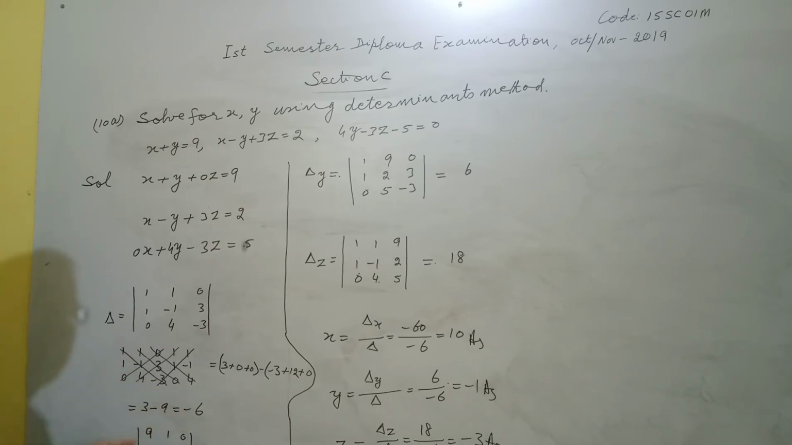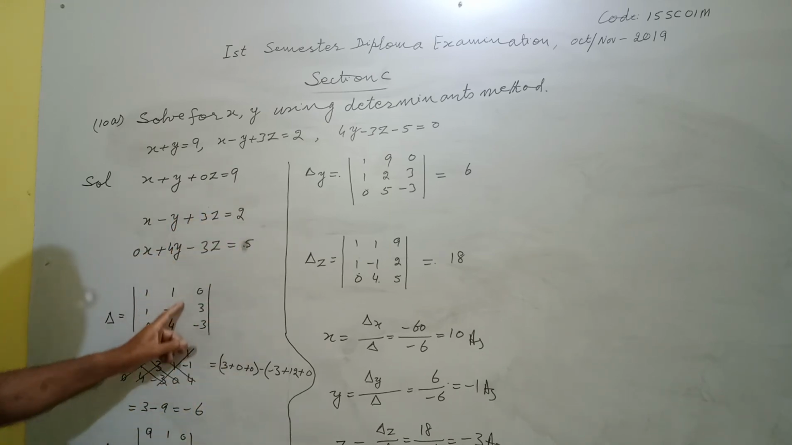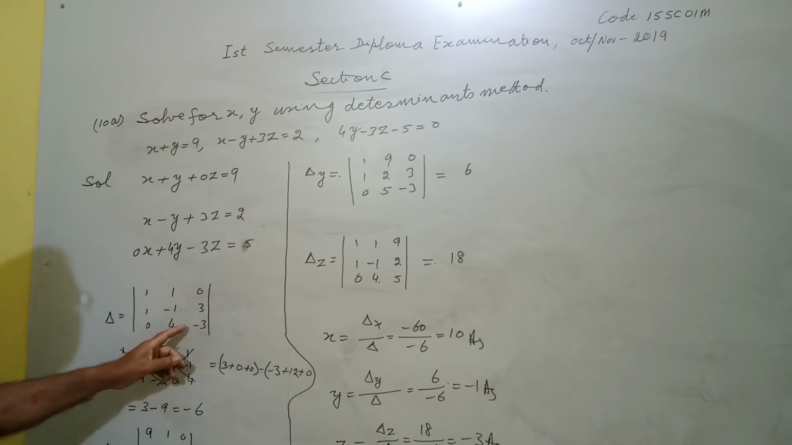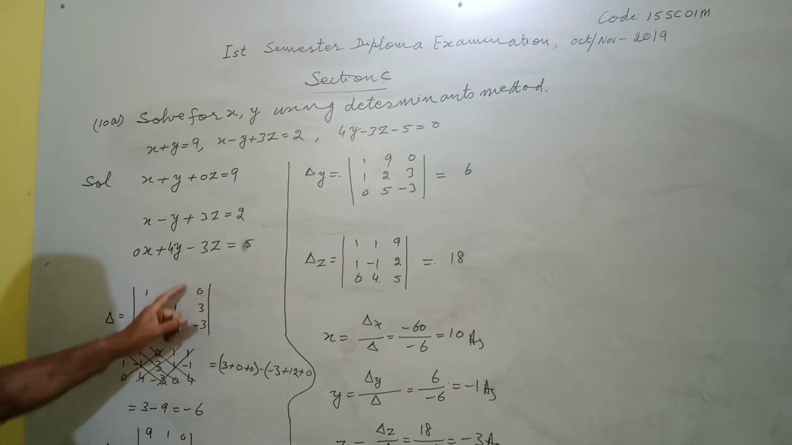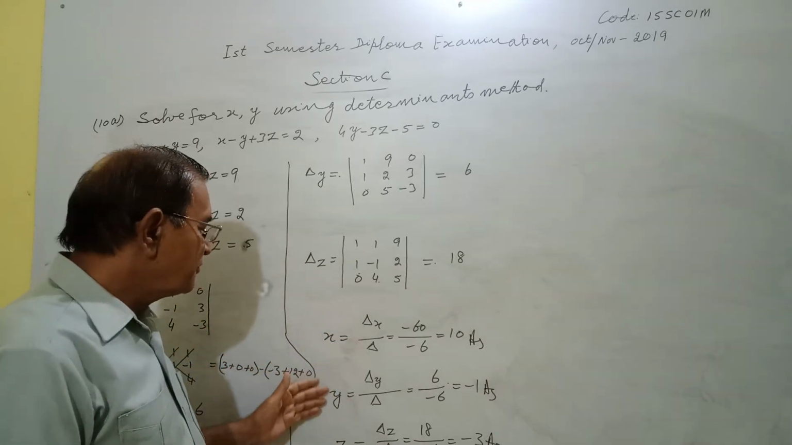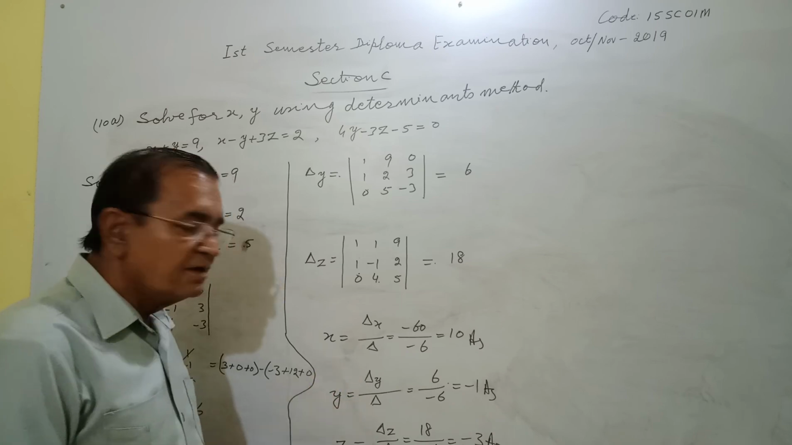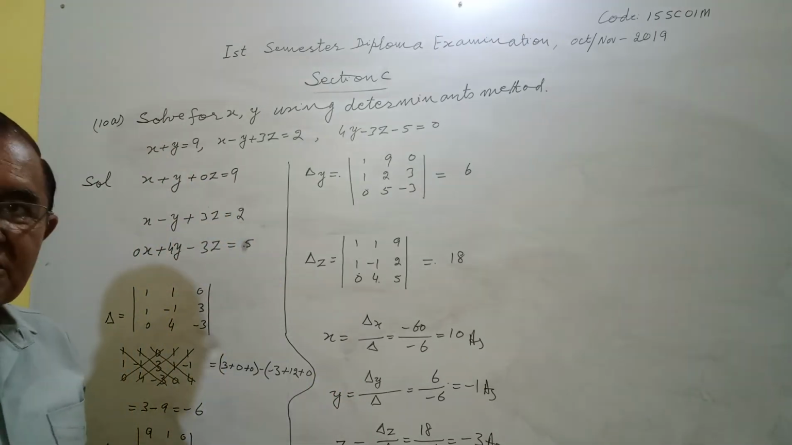Then first go for delta, that is all the columns, x column, y column, z column. Find its value, then put here delta x. Replace the x column by the right side constants and solve it. Delta y, replace the y column by the constants, then solve it. For delta z, replace the z column by the constants, then solve it. X will come out to be delta x by delta, y is delta y by delta, z is delta z by delta. So like that you can solve it.